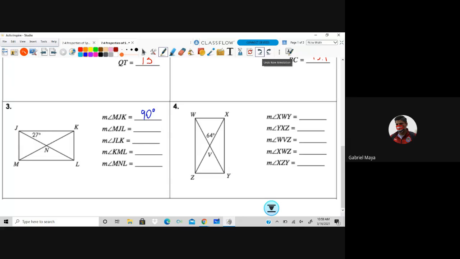Oh, James, you just joined us. James, there's a note template on Google Classroom. It's the one that's the properties of special parallelograms. Okay. And right now we're working on rectangles.